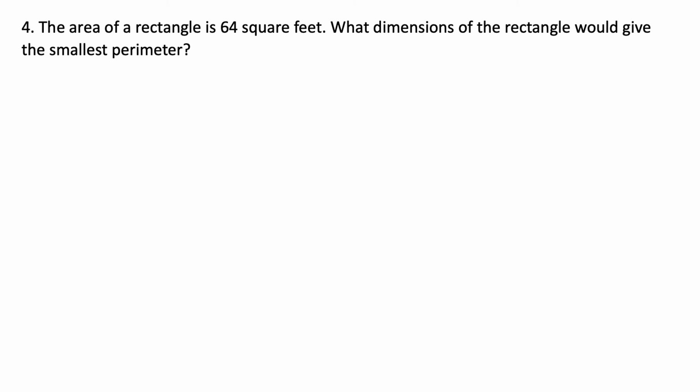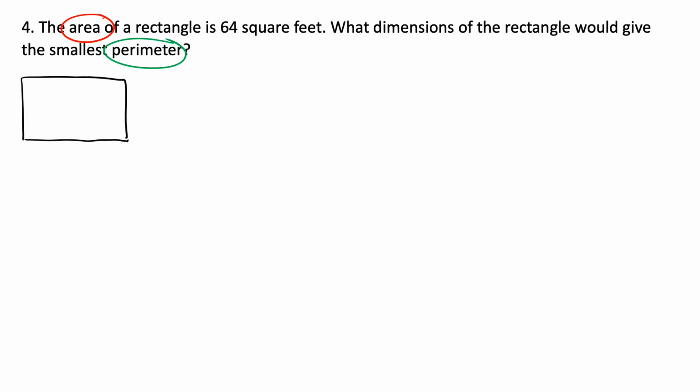Okay, here we go. Very last problem of the day. Number 4 says the area of a rectangle is 64 square feet. What dimensions of the rectangle would give the smallest perimeter? So again, we're going to be talking about area and we're going to be talking about perimeter. Let's get a quick sketch going.